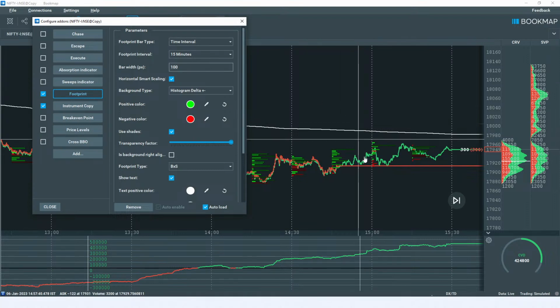So bar width is nothing but the width of this particular bar. You can change this according to your settings. For example, the default setting is 80. So I'm not going to change anything. I have kept 80 as it is.